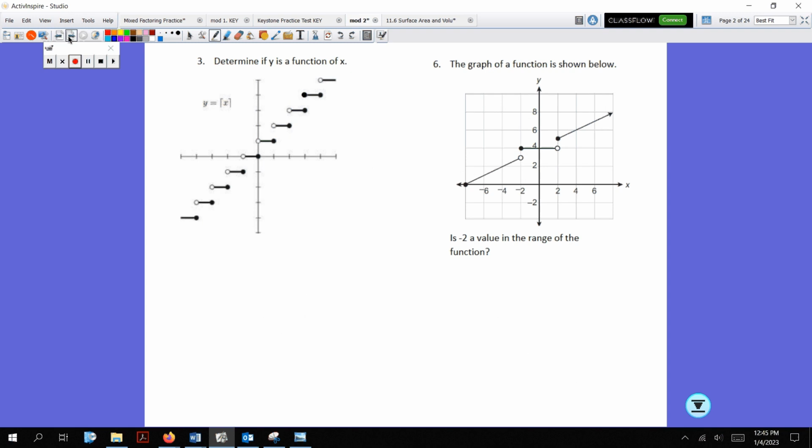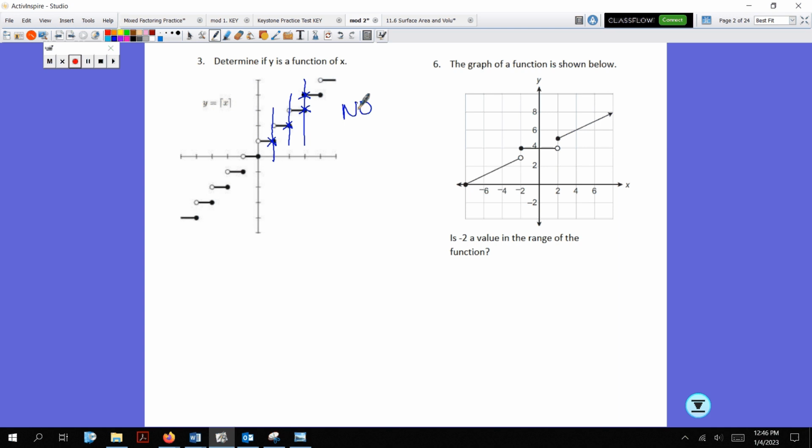All right, number 3, if I draw my vertical line, here it's good, here it's good. If I draw it here, it is not good. It hits twice, so this is not a function. Number 6, again, we have open and closed circles.